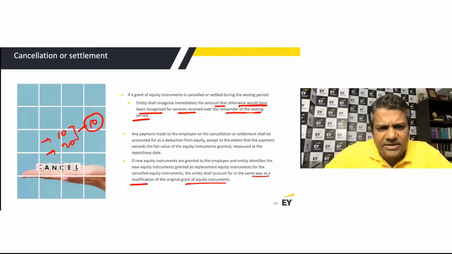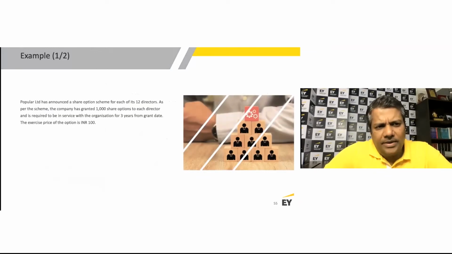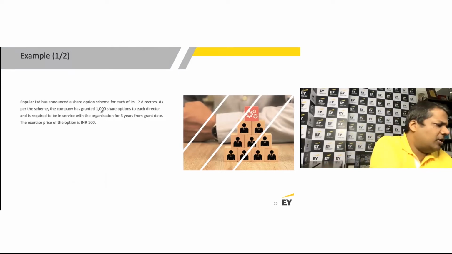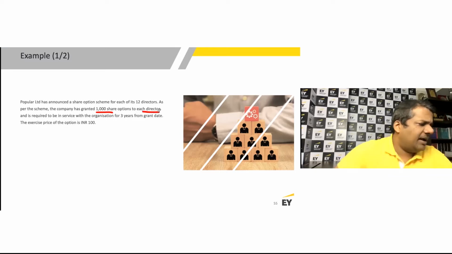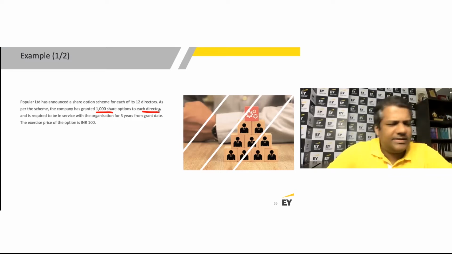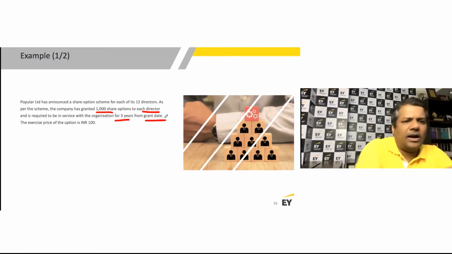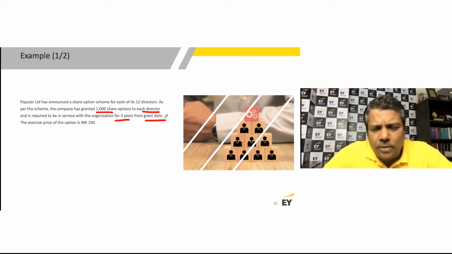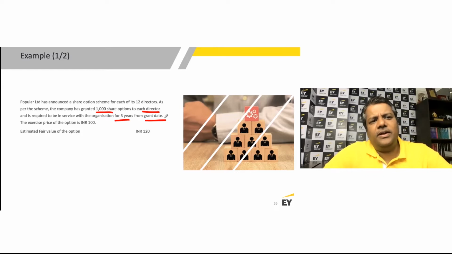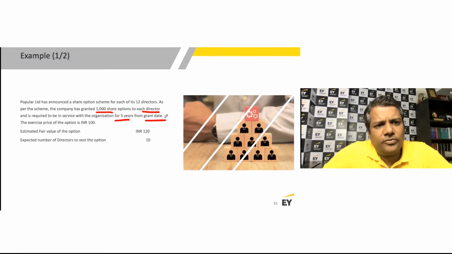So let's look at this with the help of an example. Popular Limited has announced a share option scheme for each of its 12 directors. As per the scheme, the company has granted 1,000 share options to each director, who is required to be in service with the organization for 3 years from the grant date. The exercise price of the option is INR 100. The estimated fair value of the option is INR 120. The expected number of directors to vest out of 12 is 10.